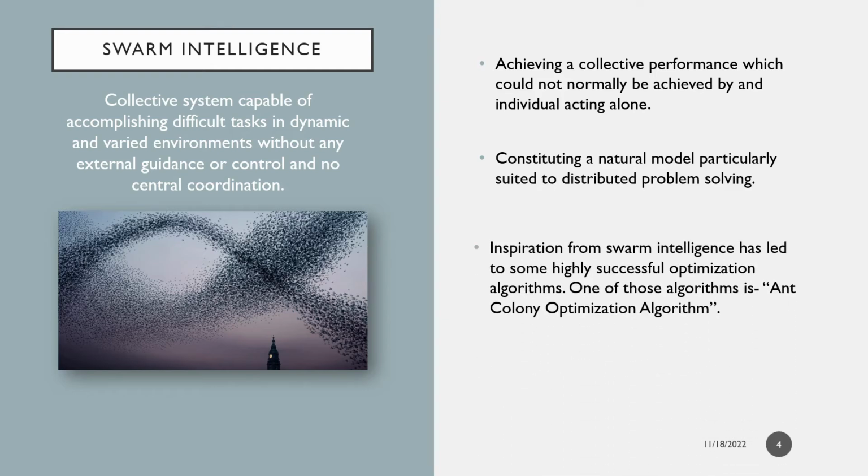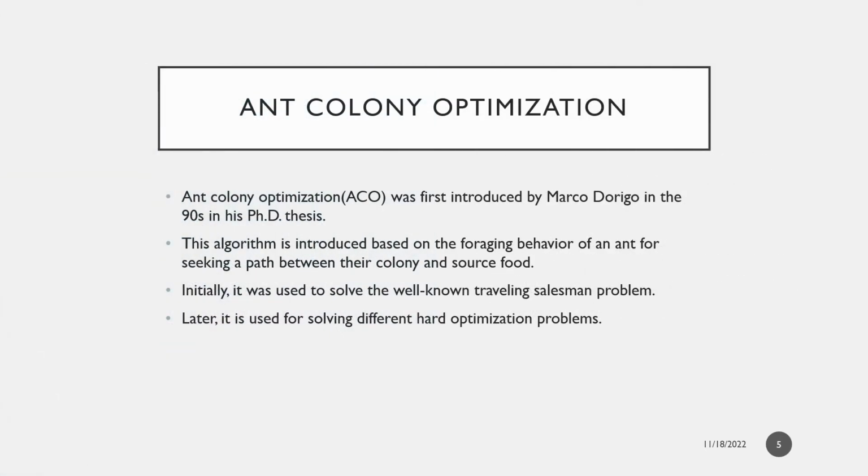Inspiration from swarm intelligence has led to some highly successful optimization algorithms. One of those algorithms is ant colony optimization algorithm. So, about ant colony optimization. Ant colony optimization was first introduced by Marco Dorigo in the 90s in his PhD thesis. The algorithm is introduced based on foraging behavior of an ant for seeking a path between their colony and source food. Initially, it was used to solve the well-known traveling salesman problem. Later, it is used for solving different hard optimization problems.